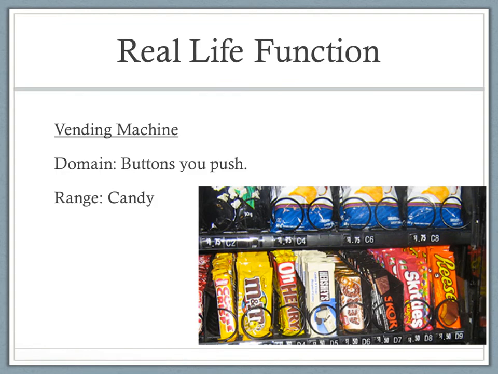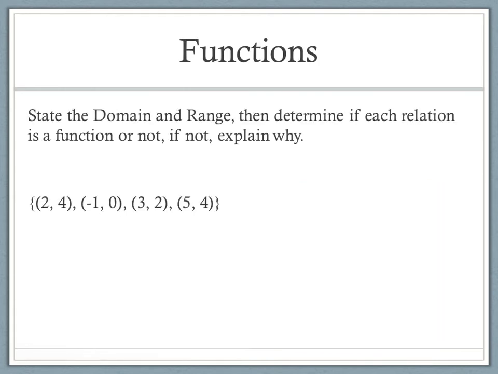So a real life function is a vending machine. Your domains are the buttons that you press, and the range is the candy. If I press one button, or a certain combination of buttons, it's only going to give me one type of candy. A1 will only give me the A1 candy. It won't give me the Reese's and the Snickers. So that's a real life example of a function.